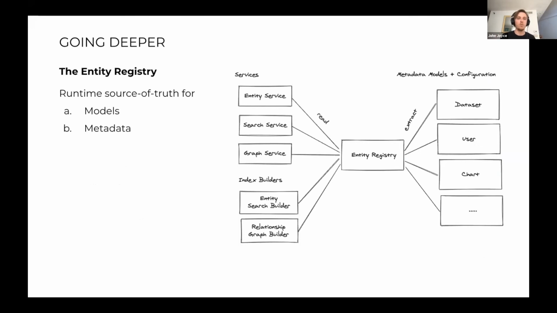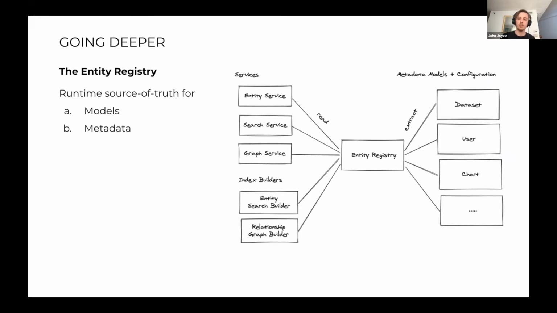I'll talk quickly about one of the key abstractions that unlocked all of this ability, which is the Entity Registry. The Entity Registry is really a runtime source of truth for both models and metadata. And it's what all of the services and the index builders now depend on to get information about the model and information about the metadata. So you can think about the storage configurations, the annotations. How should I build the search index? How should I build the relationship index?